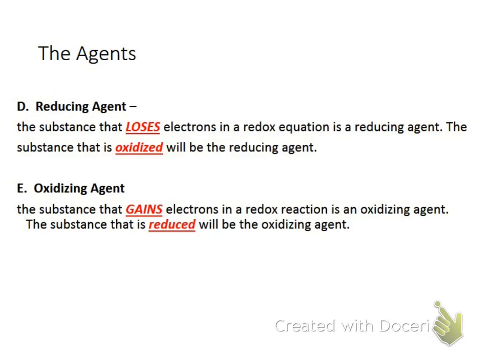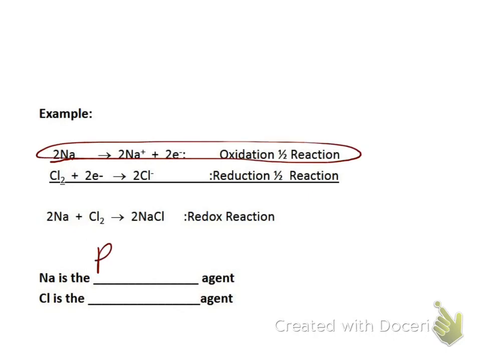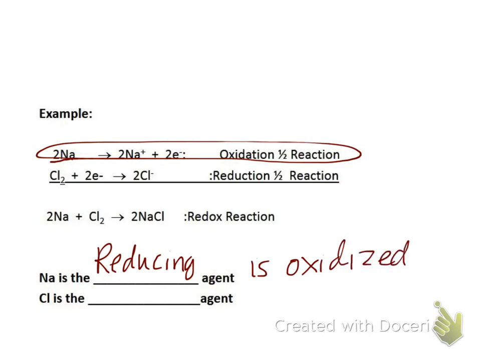So they're kind of like opposites, right? Because you can't have one without the other. Whatever is oxidized causes the other thing to be reduced, so we call it the reducing agent. There's a little picture at the bottom of your handout that kind of shows you that. So going back to our sodium and chlorine example, we said that sodium was oxidized, so that makes sodium the reducing agent. We said that chlorine was reduced, so it is the oxidizing agent. In other words, chlorine causes sodium to be oxidized. So they're opposite.